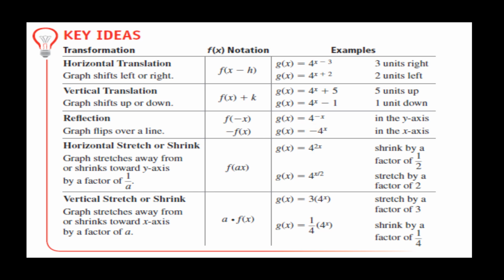Stretch and shrink. So if it is with the x, it is horizontal, and remember that's opposite. So this 2x means it's a shrink by 1/2, and then this x over 2 is a stretch by 2. So you're flipping it and you're changing what you call it. Now, if the number's in front of the base of the exponent, that's a vertical stretch or shrink. So if it's bigger than 1, it's stretch. Smaller than 1, shrink.